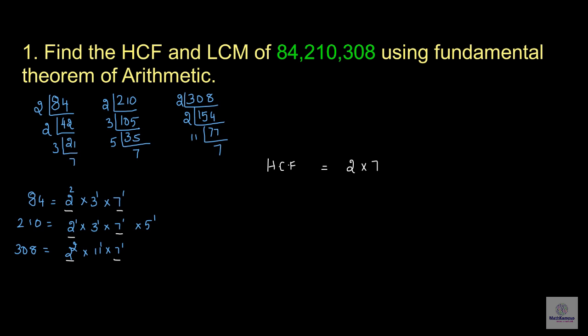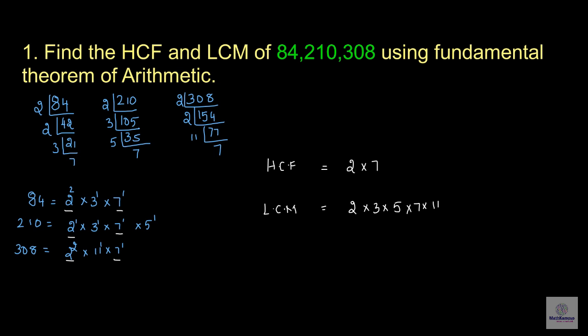Similarly, for LCM we will not worry about whether a base appears in 2 rows or 3 rows. We will just take all the bases. So 2 will come in LCM, 3 will come in LCM, 5 will come in LCM, 7 and 11. So we have selected all the bases. Now we will come to the power part. We have to compare the powers of a particular base.